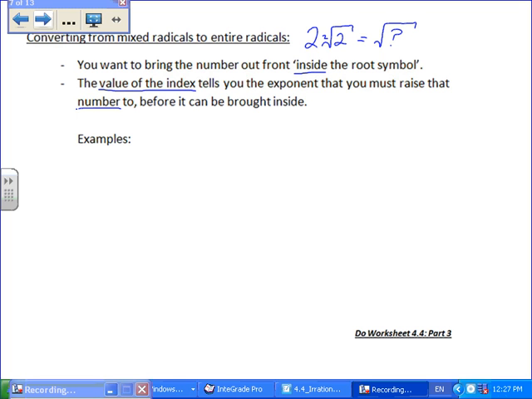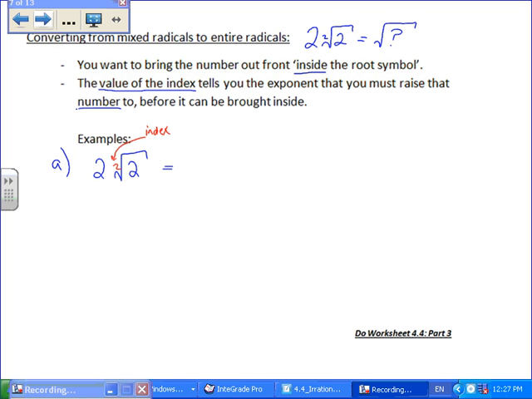So let's do that exact same example together right now. So we have 2 times the square root of 2. I want to write it as an entire radical. So remember for a moment that the index is that little number inside the pocket, and when it's a square root, it's often not shown, but that's the index.